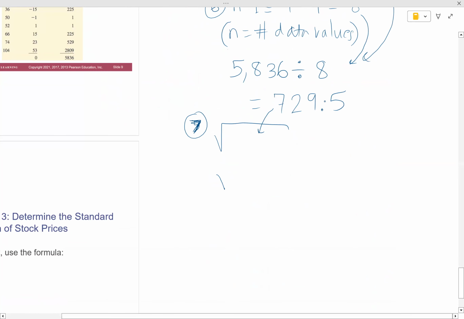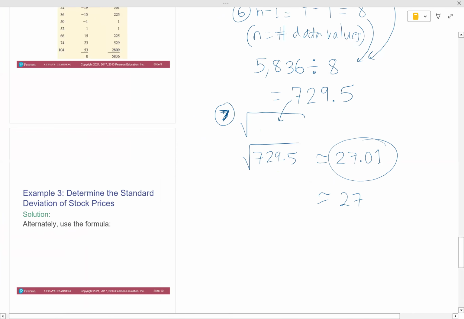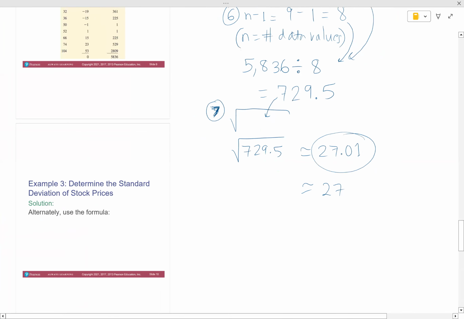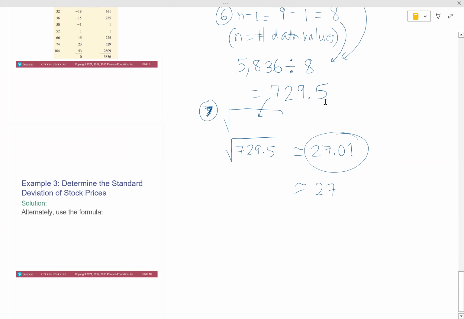In this case, it happens to be the square root of 729.5. And that's not going to be a pretty number, but that's okay. This number is never pretty. The answer to this is about 27.01, depending where they want you to round, but I'd say that's pretty close to 27. So we would be told, okay, 27 is the answer.